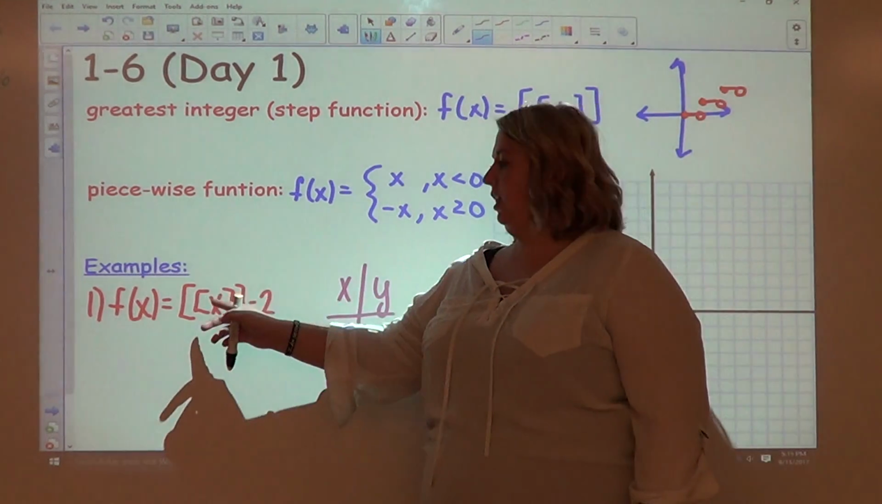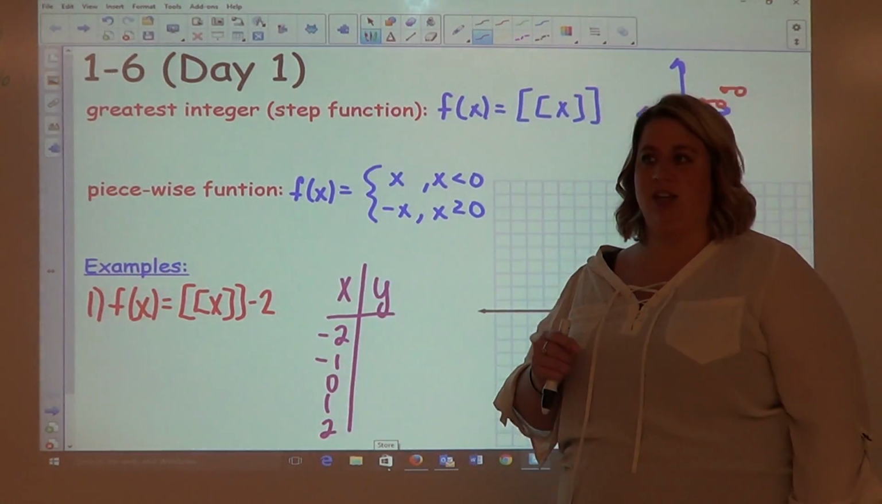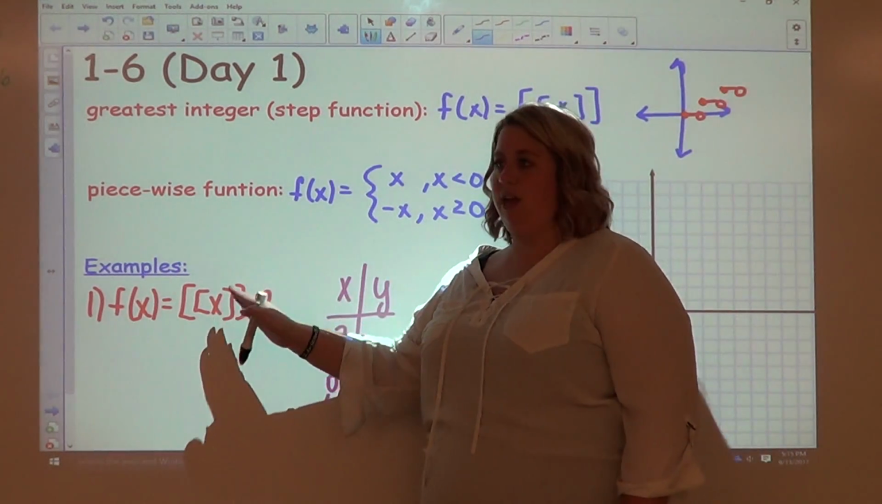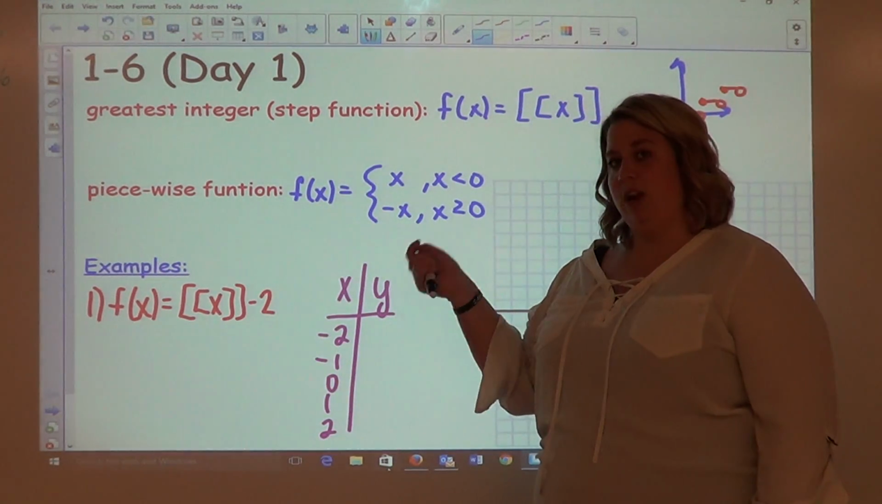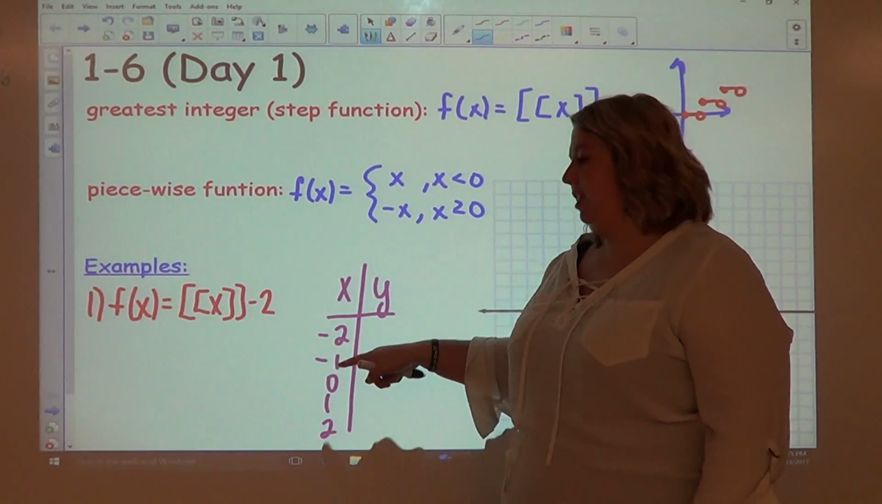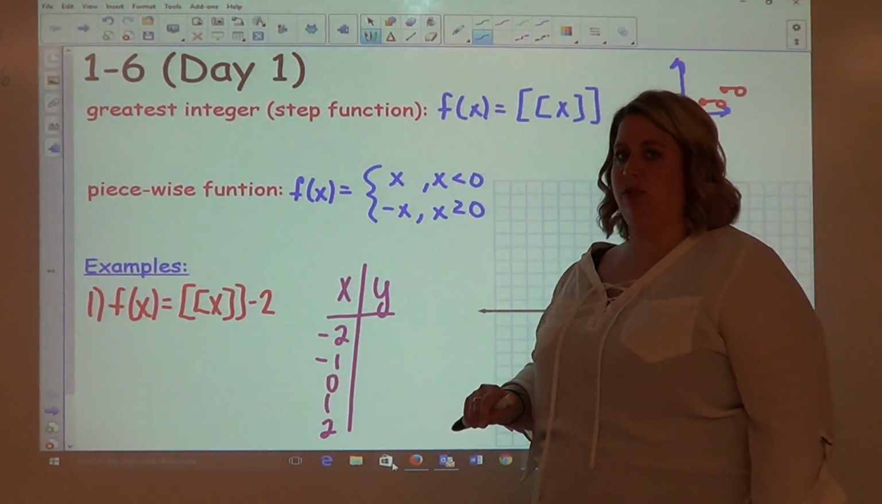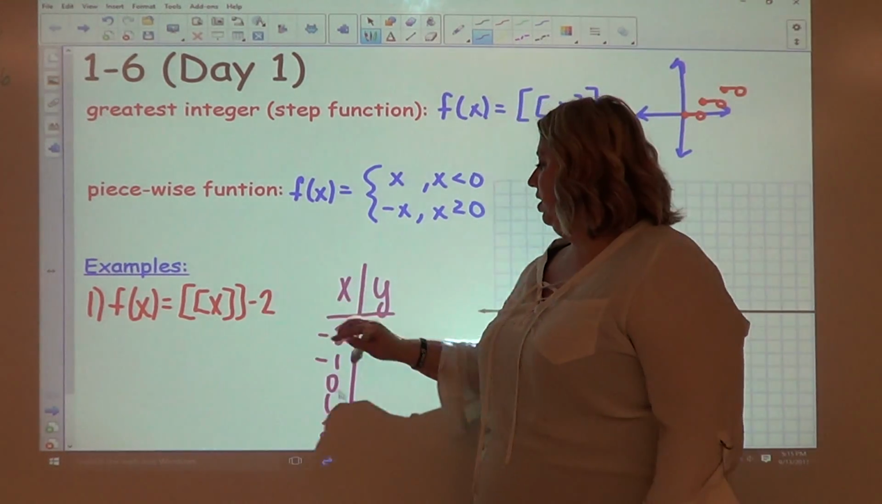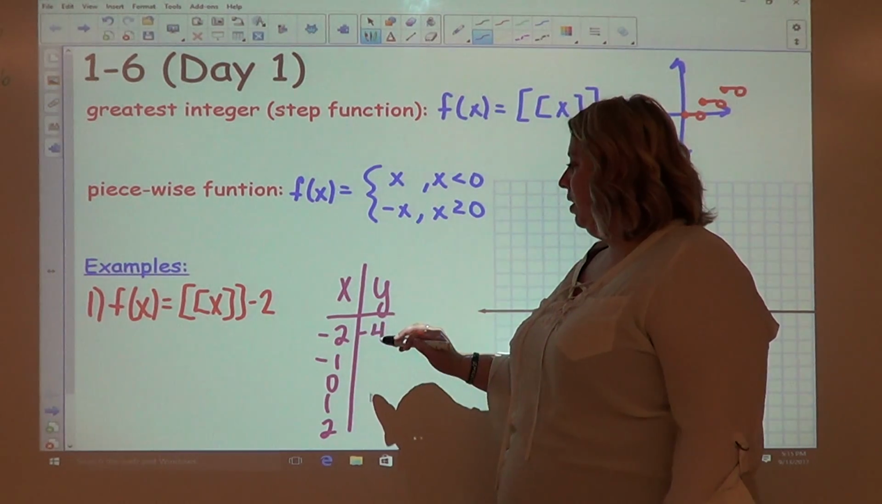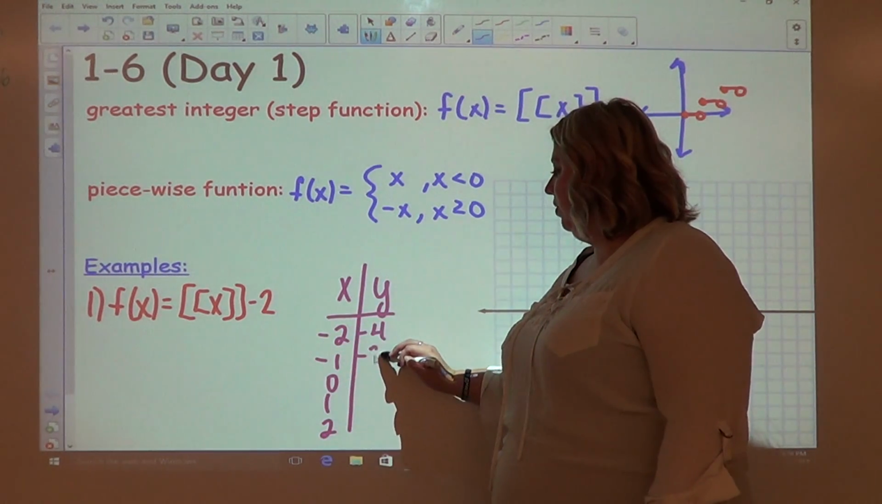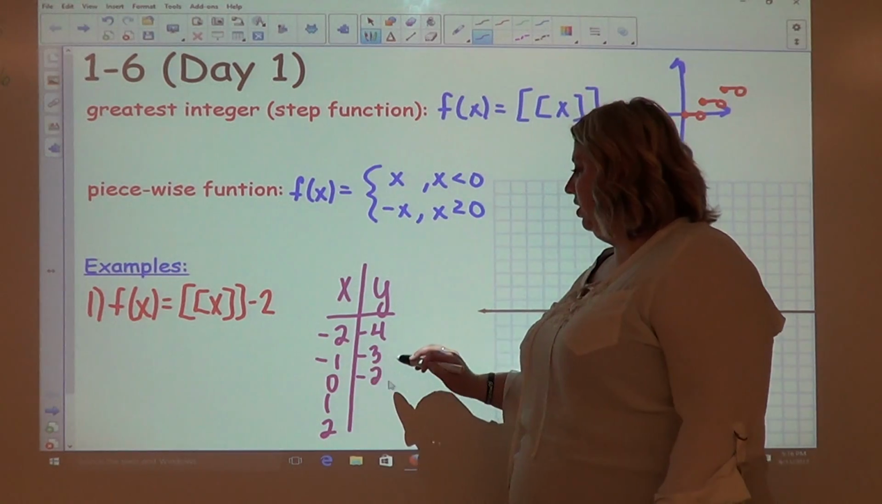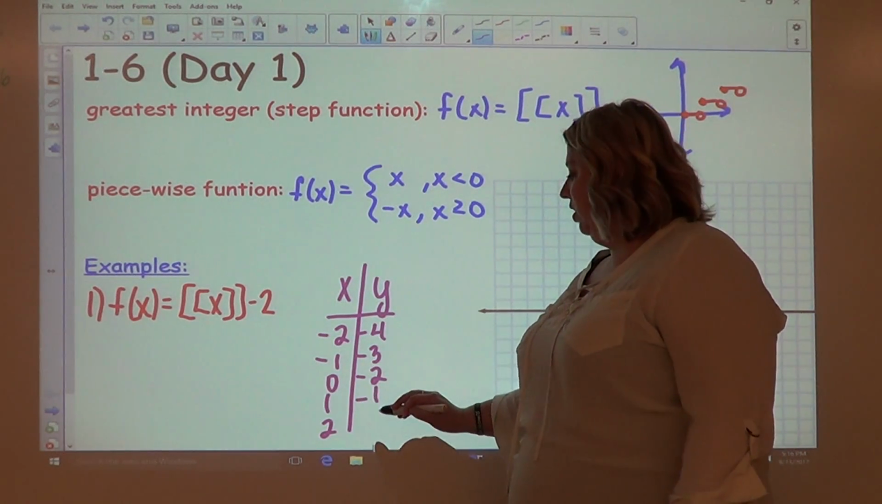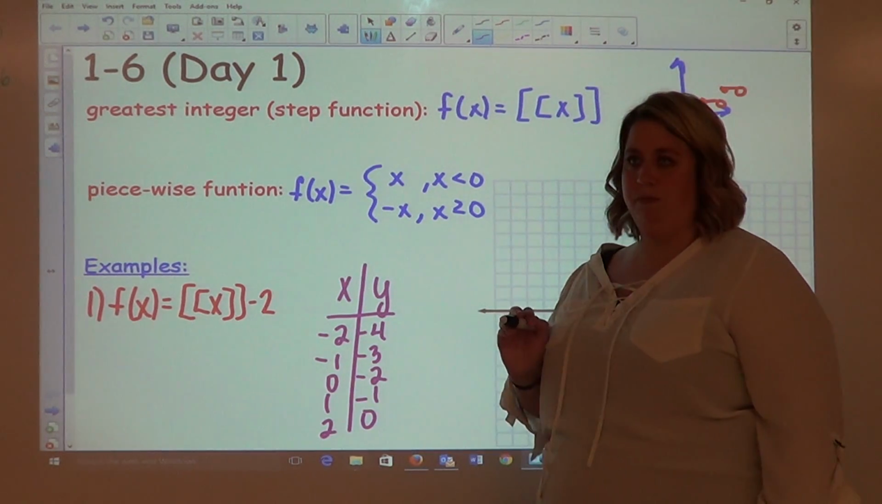All this means is that we can't have any decimals in our answer. So if we put this number in, we need to make sure we round it to the greatest integer. You don't have to worry about that if you plug in integer numbers. So -2 minus 2 is -4. -1 minus 2 is -3. 0 minus 2 is -2. 1 minus 2 is -1, and 2 minus 2 is 0.